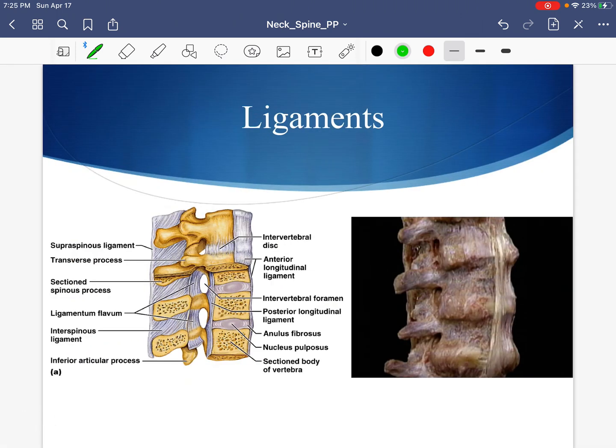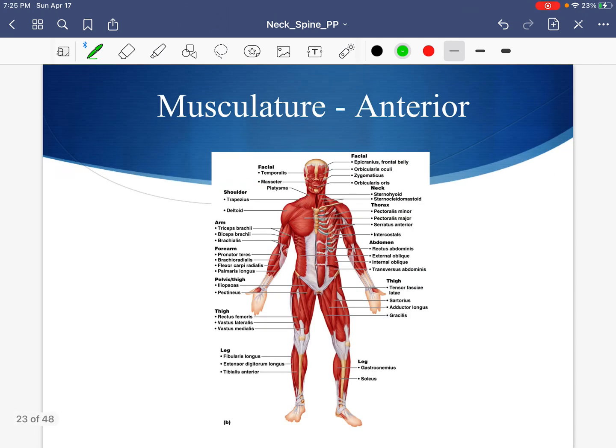All right, you can see I've listed some of the ligaments. There's so many. You don't need to know them. I'm just pointing out that there's a bunch of ligaments. There's some ligaments that run the entire length of the vertebral column anteriorly, that run the entire length posteriorly. There's some that run in between each individual vertebra. There's a whole bunch, but you don't need to know them.